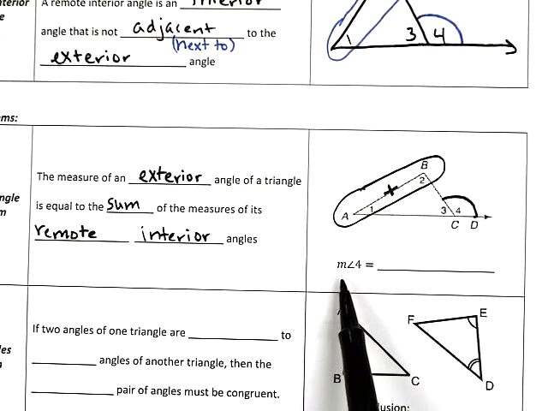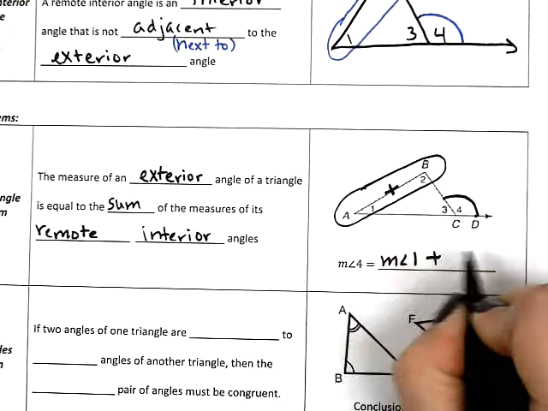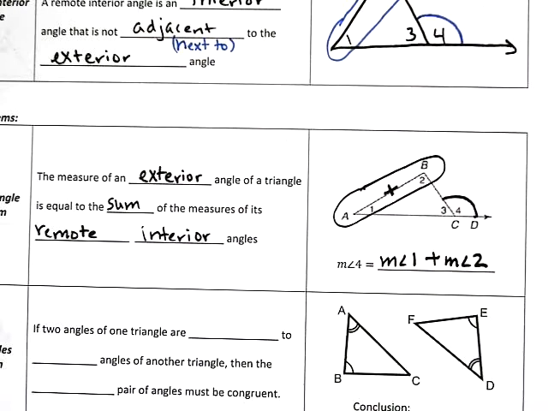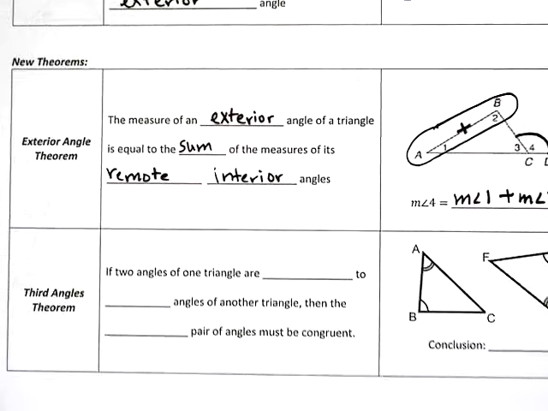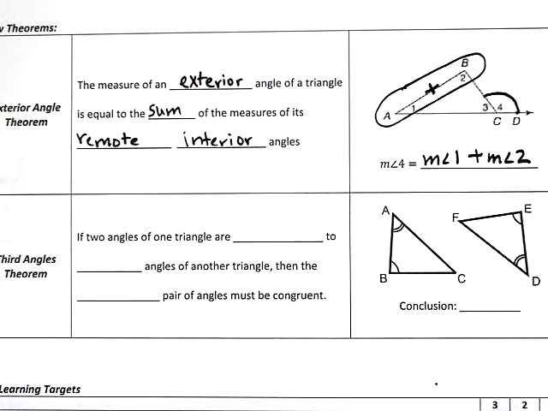Angle 4 is equal to the measure of angle 1 plus the measure of angle 2. So the sum of the remote interior angles is equal to the exterior angle. And we'll do some examples that'll help make sense of that, okay?